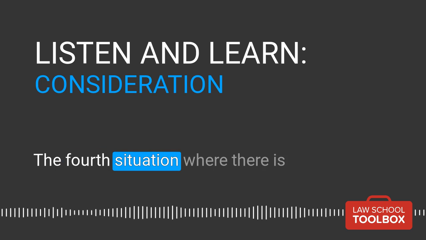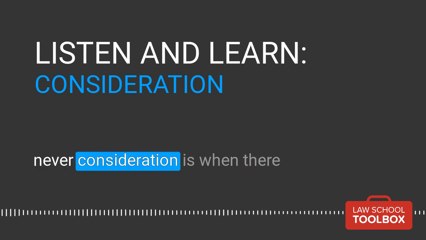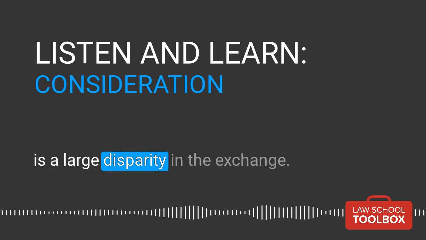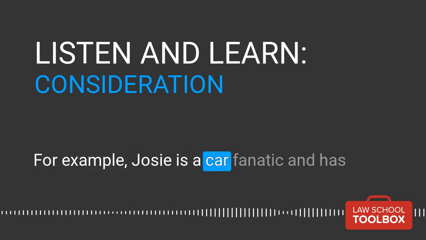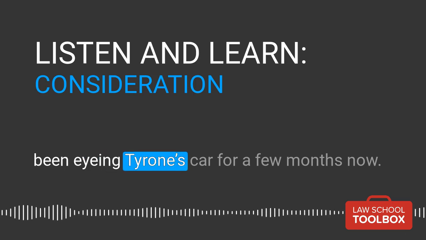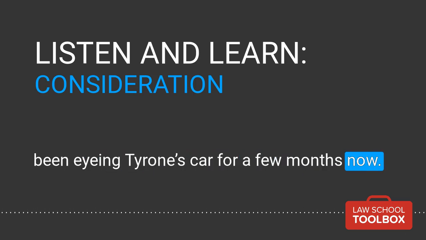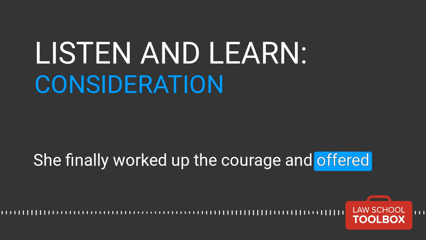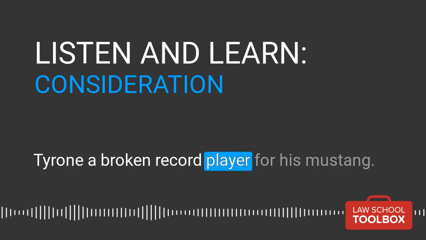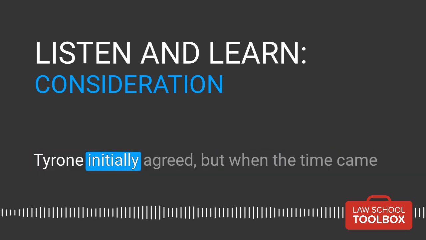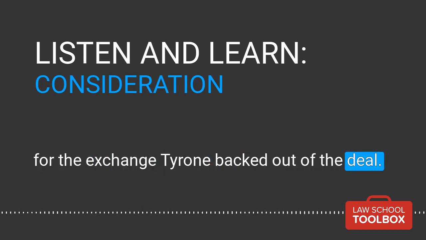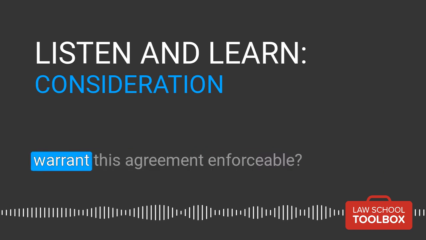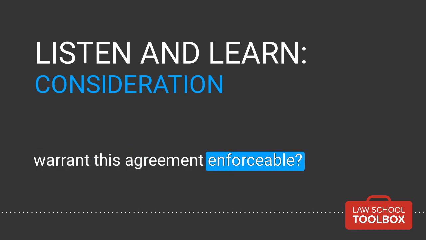The fourth situation where there is never consideration is when there is a large disparity in the exchange. For example, Josie is a car fanatic and has been eyeing Tyrone's car for a few months now. She finally worked up the courage and offered Tyrone a broken record player for his Mustang. Tyrone initially agreed, but when the time came for the exchange, Tyrone backed out of the deal. Was there proper consideration to warrant this agreement enforceable?